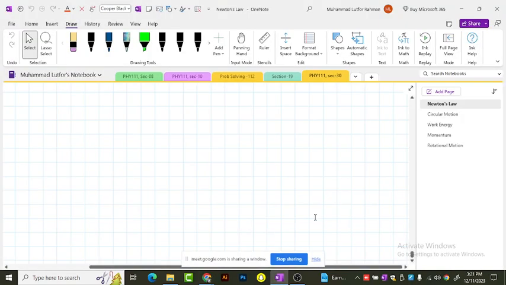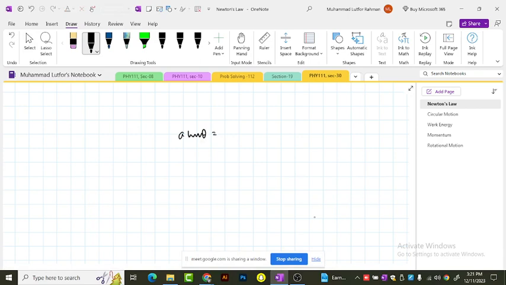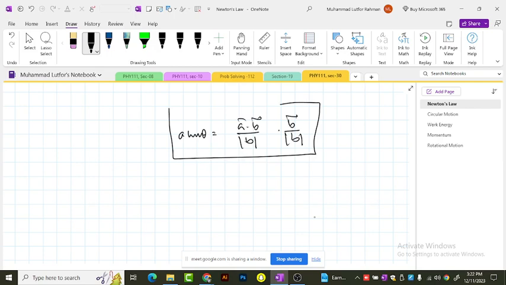The component of one vector in the direction of the other vector. Someone is writing a cos theta, or a dot b divided by the magnitude of b, vector v by the magnitude of vector v. What will it be, a vector or a scalar? What is this equation going to give me? Will it give me a vector or a scalar? Can anyone tell me?